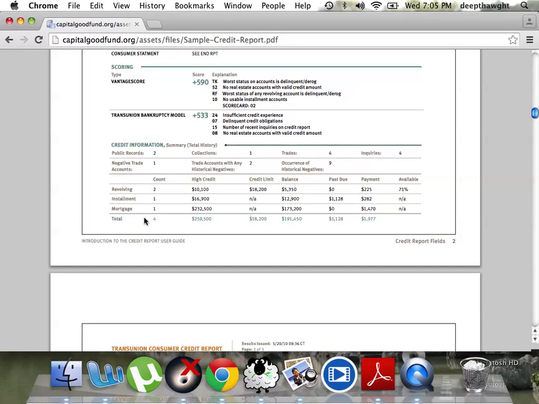and your monthly payment is $1,470. All right, so at the bottom of all of your debt, you have the totals. They add it up for you. They say, okay, you got 1, 2, 3.